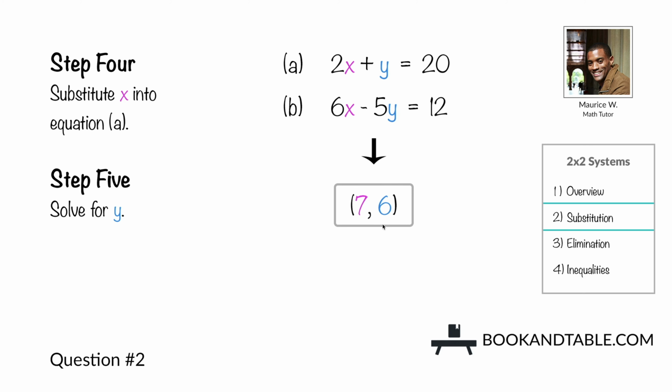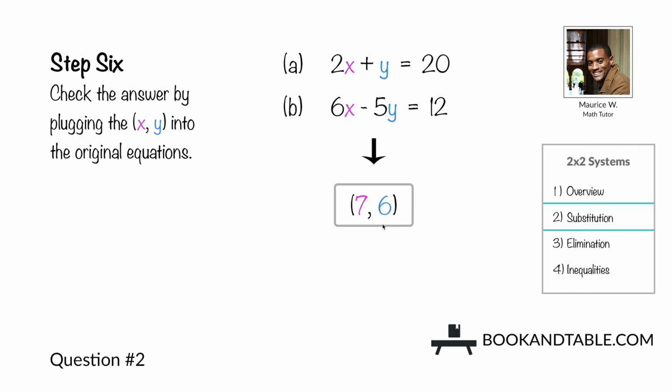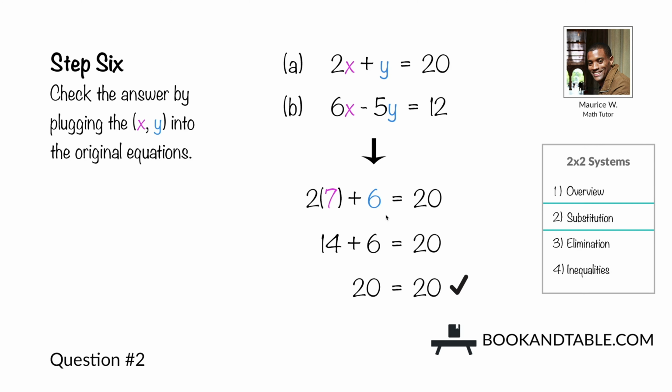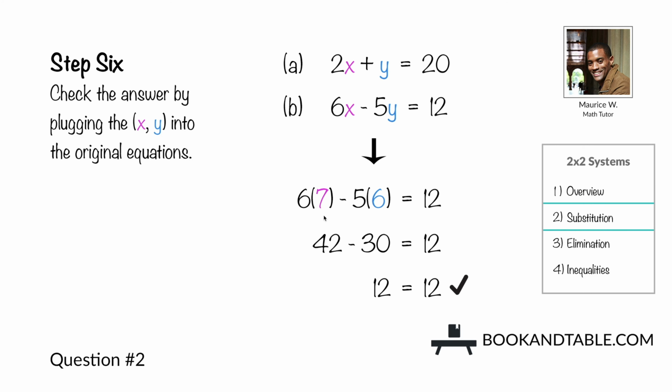And to check this answer, step 6, we could plug it into both of the original equations to confirm that x does equal 7 and y does equal 6 for both. So for equation A, 2 times 7 is 14, plus 6 would give you 20, which is equal to 20. And for equation B, 6 times 7 is equal to 42, minus 5 times 6, which is equal to negative 30. 42 minus 30 is equal to 12, thus confirming that x is equal to 7 and y is equal to 6 for both equations.